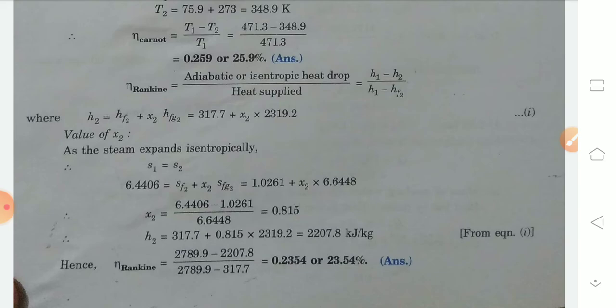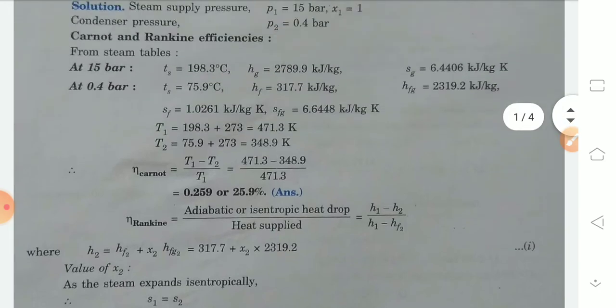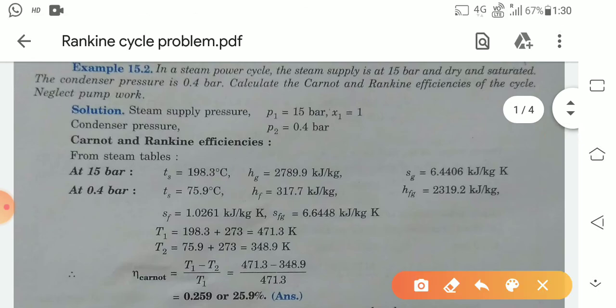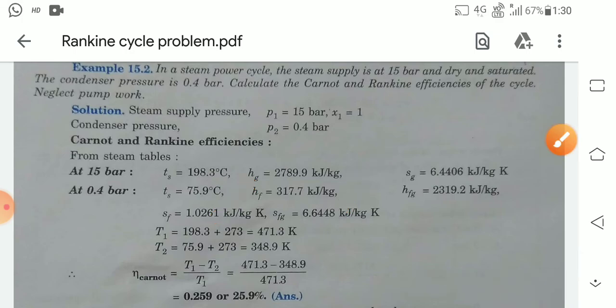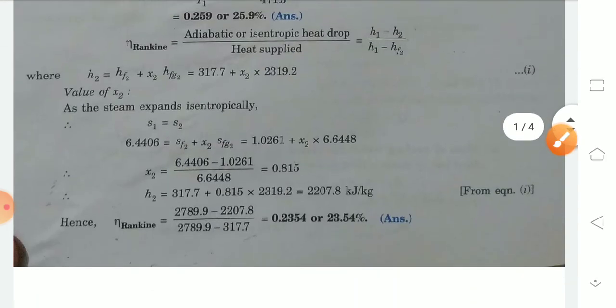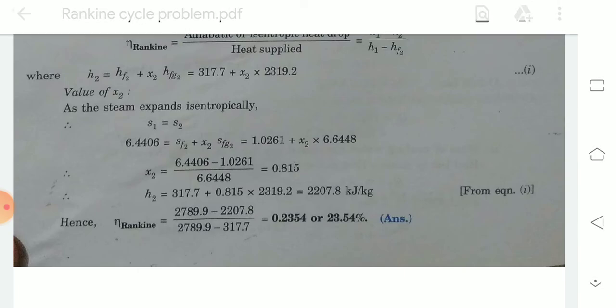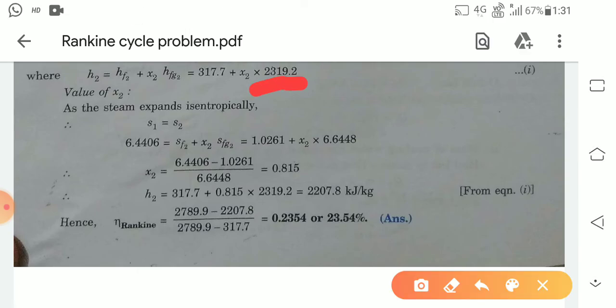S2 is equal to sf2 plus x2 sfg. Sf2 you can find here, and sfg is here. You can put these values and find the value of x, that is the dryness fraction. So you can write this value 0.815. Now put this value in here and you can find h2. So h2 is equal to 2207.8 kilojoule per kg.